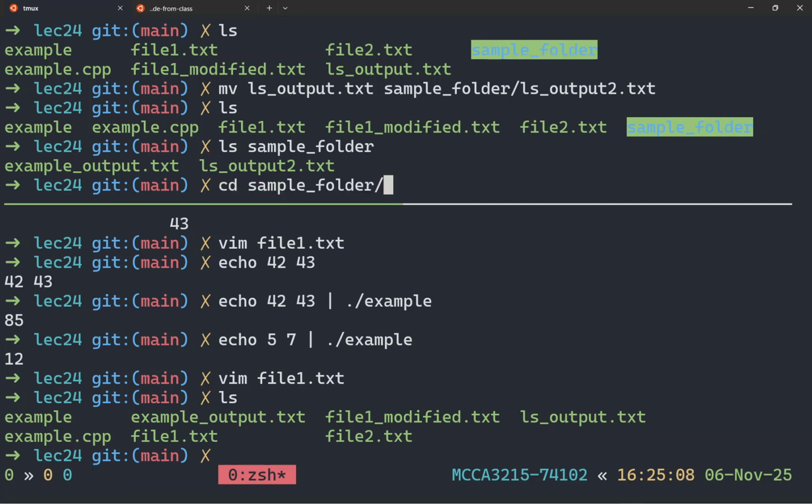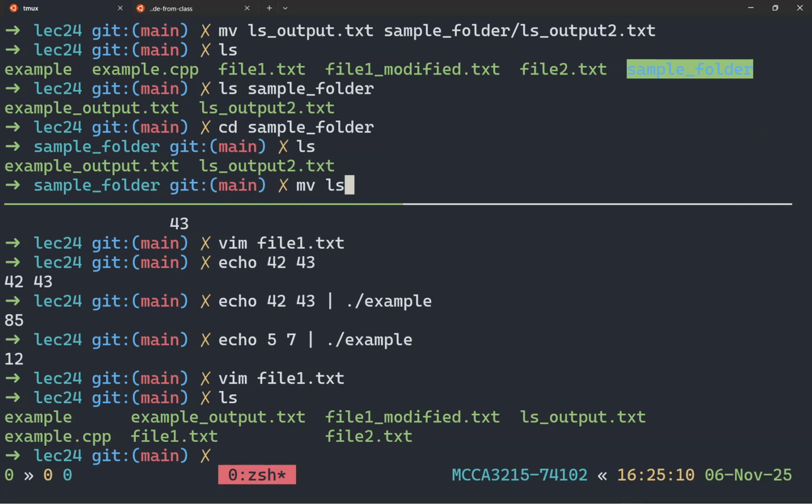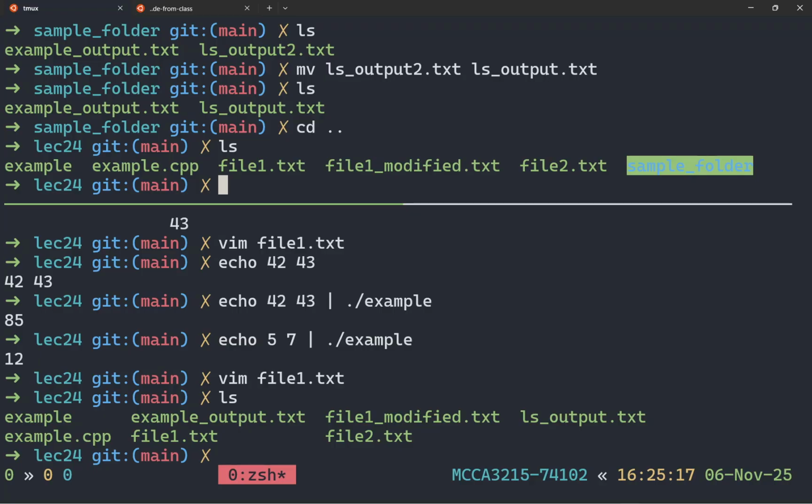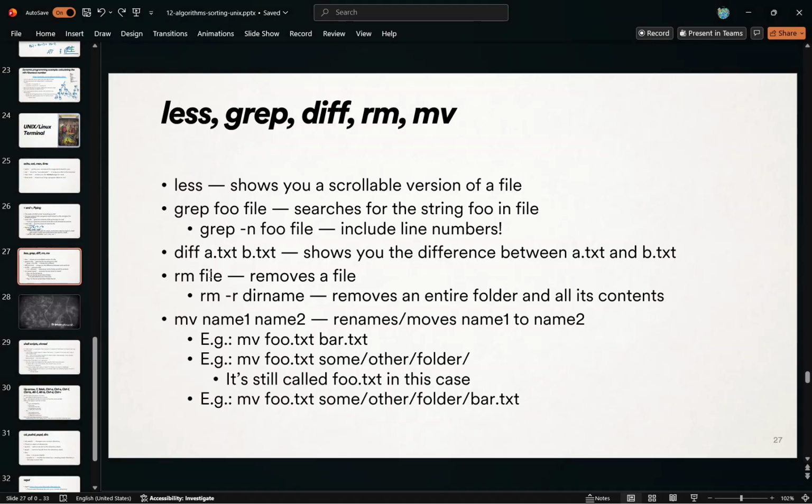Useful stuff. Let's put it back to how it was. So move ls output 2 back to ls output. There it goes. Back to normal. And we're back out here. All right, and then, yeah, remove gets rid of stuff.